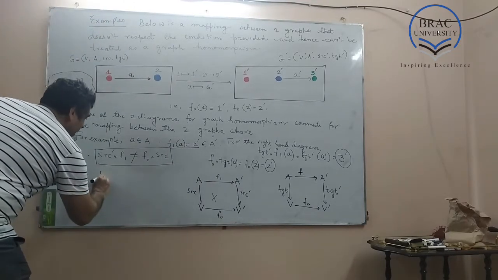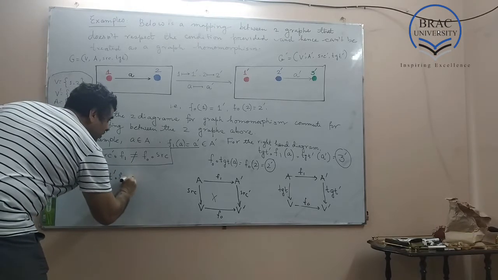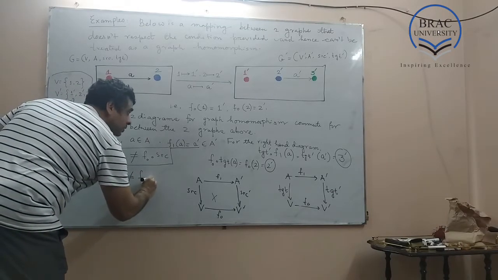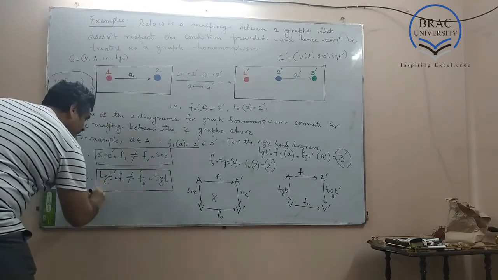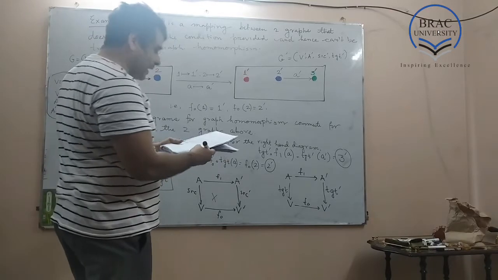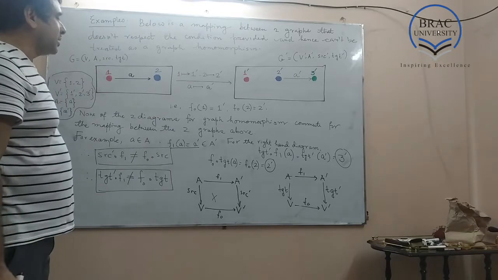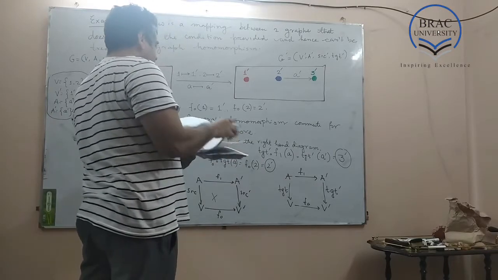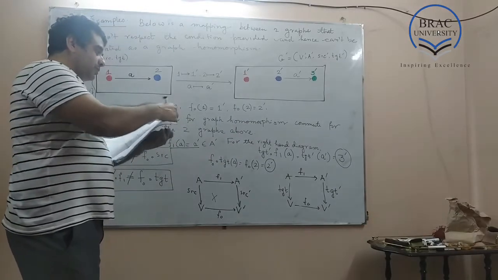Therefore, we have seen that TGT prime composed with F1 is not equal to F0 composed with TGT. We have also seen this, resulting in the fact that the underlying map is not a graph homomorphism. So this was an example of a map which is not a graph homomorphism.